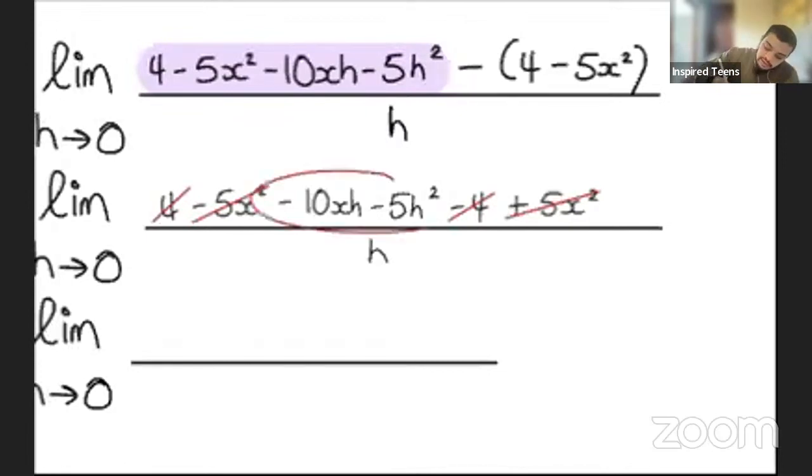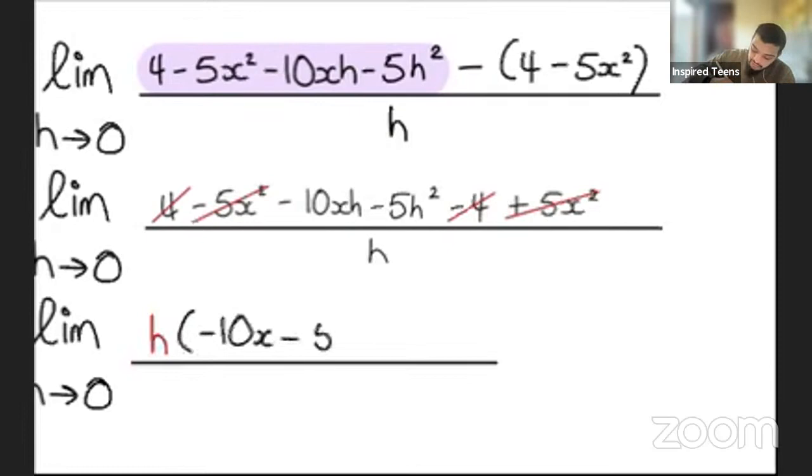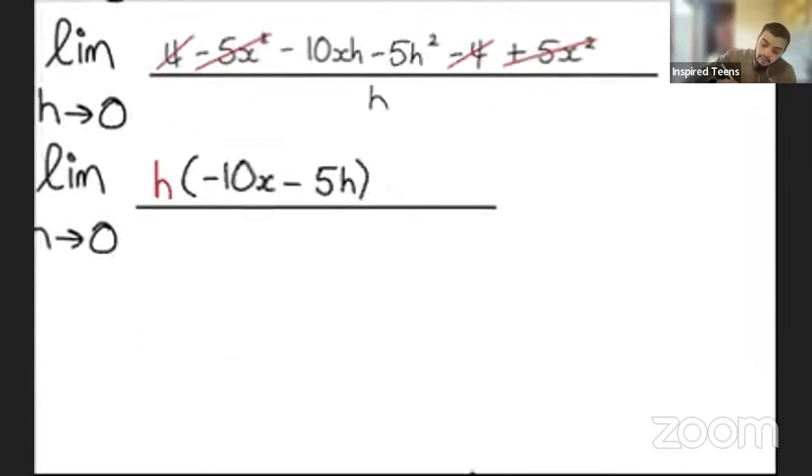I'm left with this. So now this is where I'm going to take my common factor of h. When I take my common factor of h, I am left with negative 10x minus 5h. I took a common factor of h, okay? Then I have h at the bottom still. That's from the formula. h and h cancels.